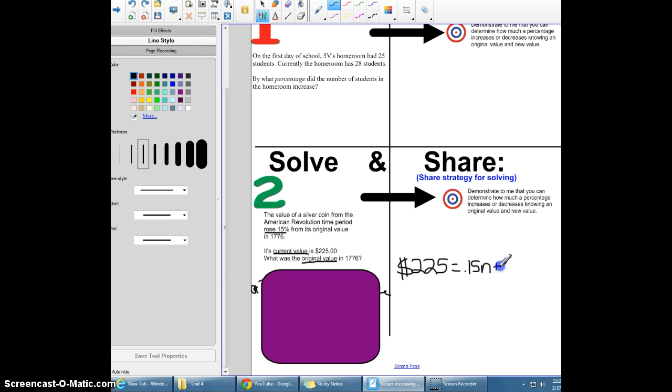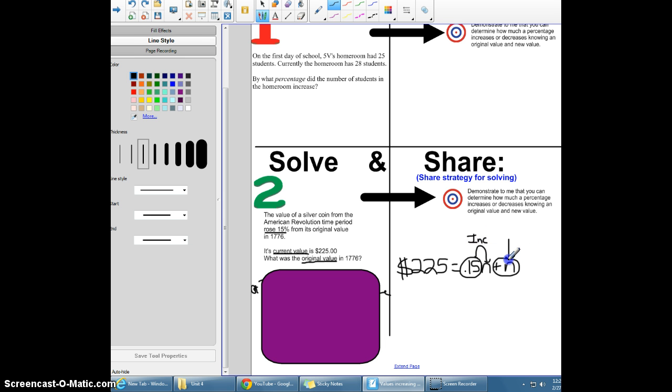But this is where the problem gets kind of weird. I'm writing plus n here. This plus n is very strange. Now this is what makes a problem kind of difficult to solve. Why would I write plus n there and not just be satisfied with a 0.15? Well, this percentage of 0.15 represents its increase from the original value. This is just an increase.